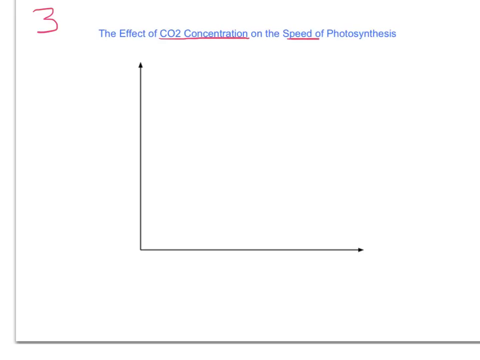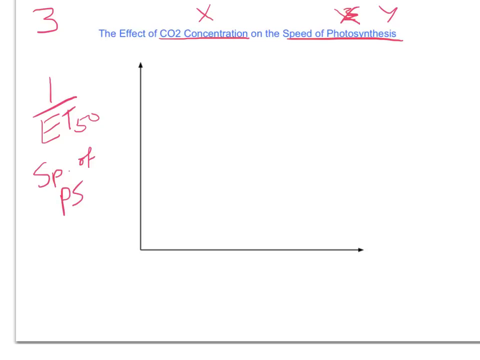And so our x-axis will be the CO2 concentration, and our y-axis will be the speed. Oops, that's a y. That should be a y. All right, let's cross that out. Our y-axis will be our speed of photosynthesis. Well, our speed or magnitude of photosynthesis will be indicated by our 1 over ET50. So that's our y-axis, which is the speed of photosynthesis.